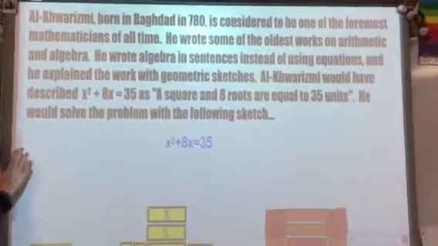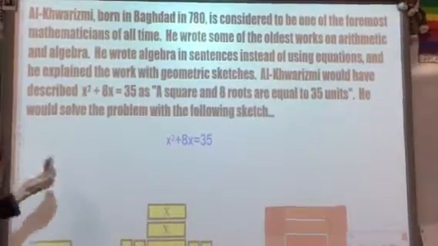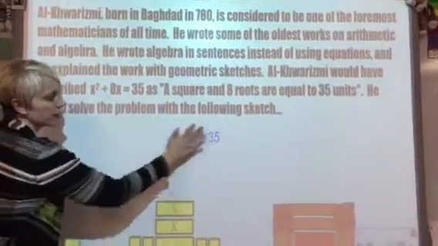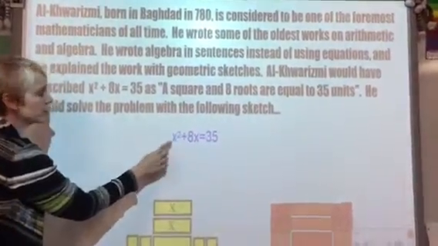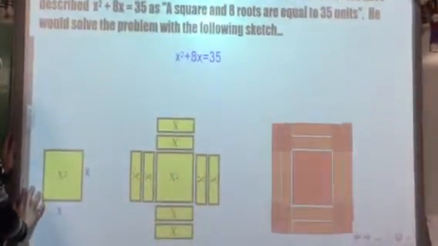Al-Khwarizmi was born in Baghdad. He's from Iraq, and he's one of the foremost mathematicians of all time. He is the person who discovered completing the square. And what he did is he took this algebraic equation, which we know is a quadratic function, and he said, what I can do to solve this, and he used pictures to kind of help him out.